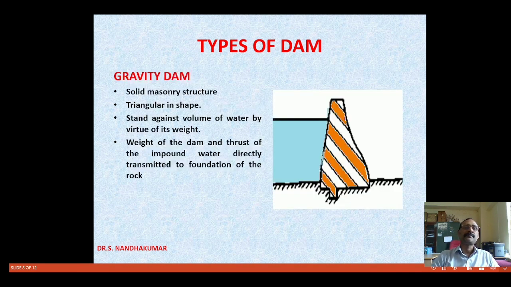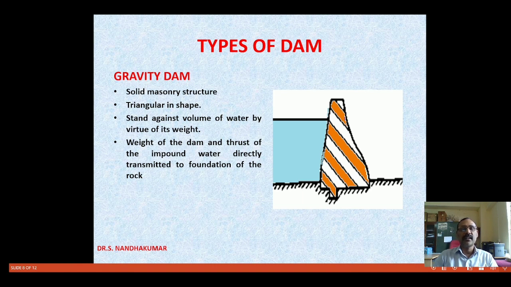Coming to the types of dam, first is the gravity dam. It is a solid masonry structure, triangular in shape. It stands against the volume of water by virtue of its weight. Compared to the other types of dams, the gravity dam is very important.